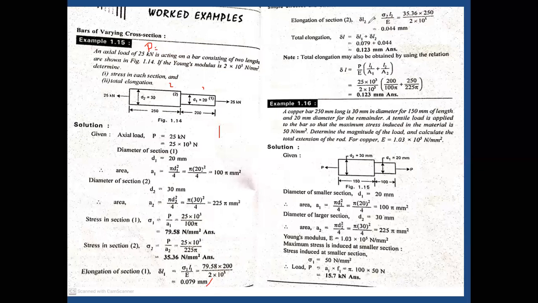While we consider the second portion, the change in length is equal to sigma L2 by E. What is the formula for delta L? It is PL by AE, and this formula is applicable when we are using the load. There is one more formula: we replace P by A with the stress, sigma, so it becomes sigma L by E. So there are two formulas: the first one is PL by AE, and the second one is sigma L by E.